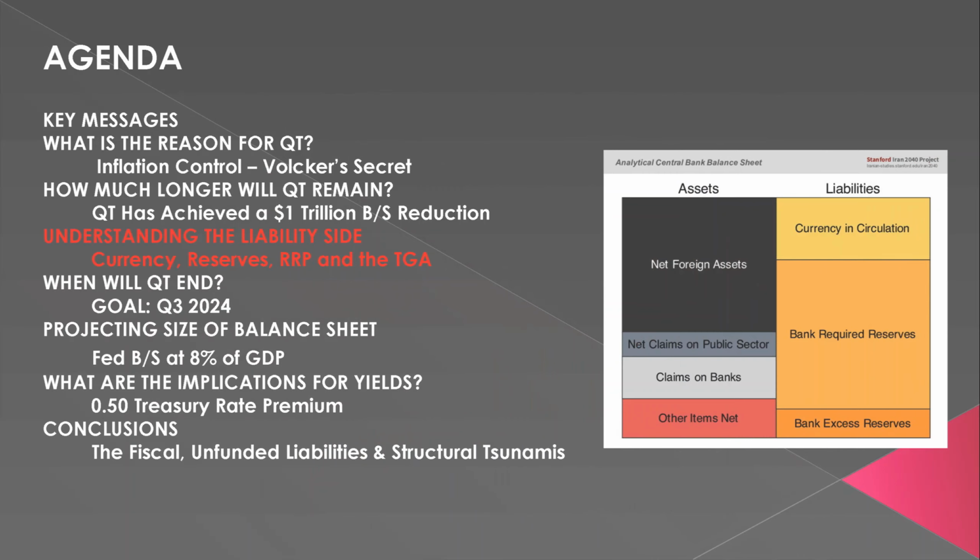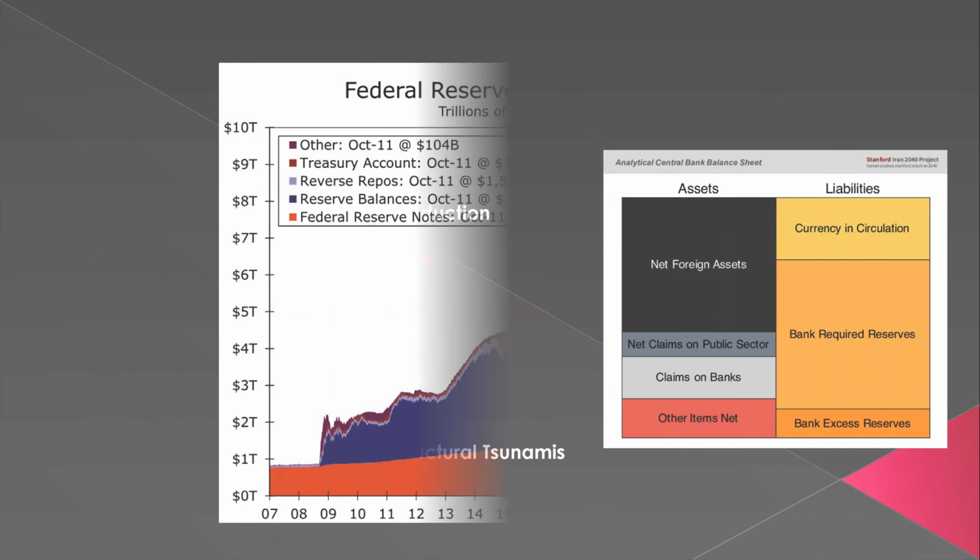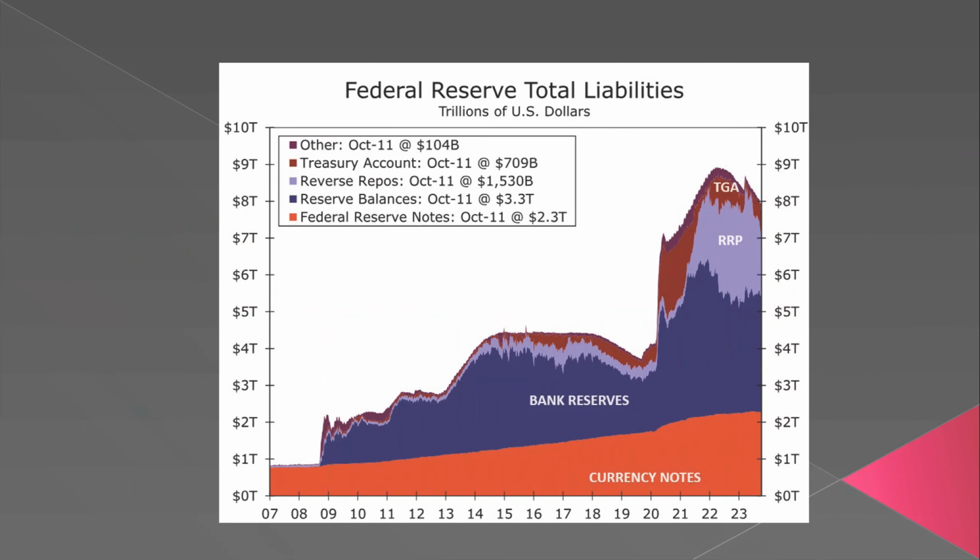Now, for the liability side of the Fed's balance sheet. Of course, a reduction on the left side of an institution's balance sheet, i.e. its assets, must be matched by an equivalent decline on the right side, i.e. its liabilities and net worth. A clear understanding of the Fed's liabilities is crucial here when thinking about the evolution of the balance sheet size in coming months and years.